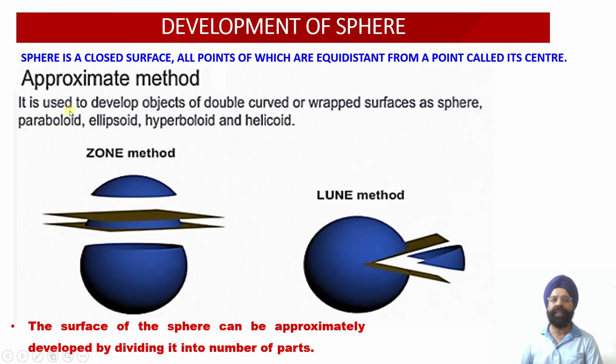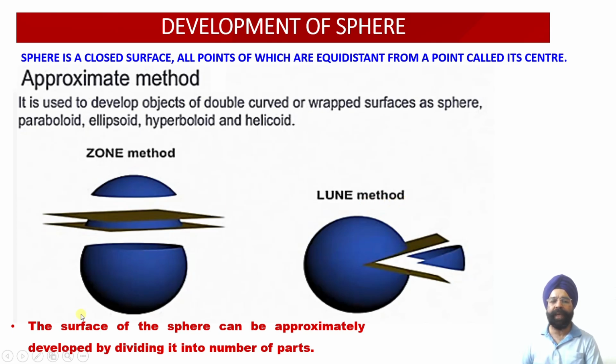The approximate method is basically used to develop objects of double curved or warped surfaces such as sphere, paraboloid, ellipsoid, hyperboloid and helicoid. There are two methods which are used for the development of the sphere. In the last lecture we discussed the zone method for making the development of a sphere, whereas today we are going to discuss the Lune method for obtaining the development of a sphere.